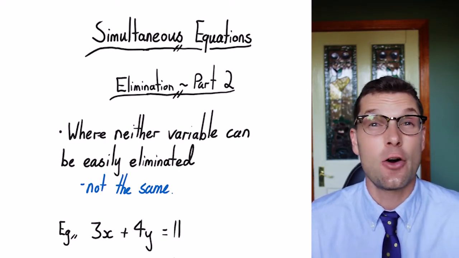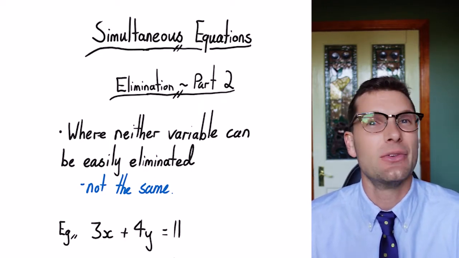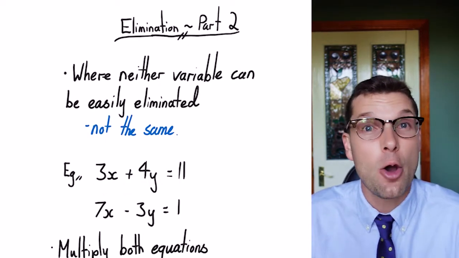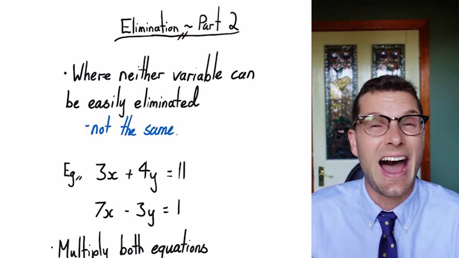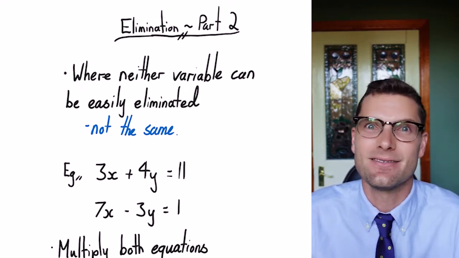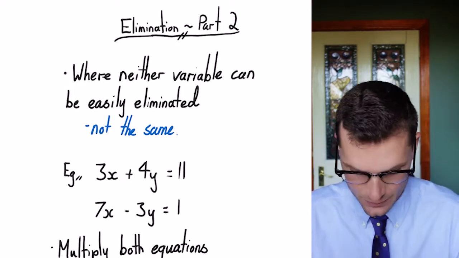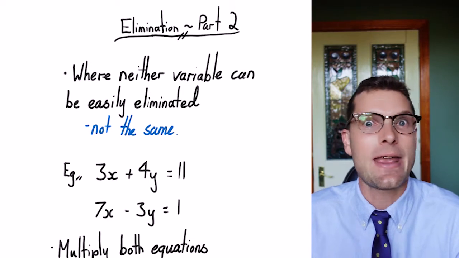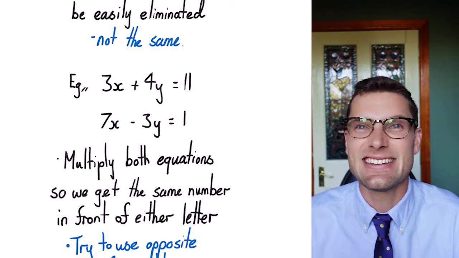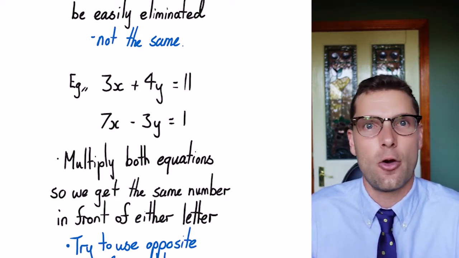Today we're going to look at how to solve simultaneous equations with elimination again, but this time the variables aren't going to be as nice as they were in the previous video. So what happens is when the coefficients in front of both variables aren't the same, it makes the whole process a little bit harder because we can't eliminate something if the addition doesn't equal 0. For example, in this one we've got 3x plus 4y and 7x minus 3y. We can't just add these together to get rid of either variable so we can solve for the other one.